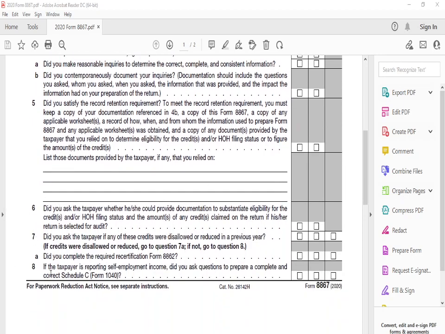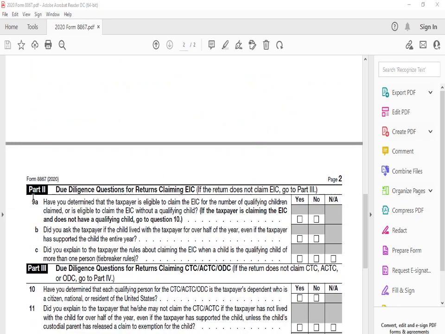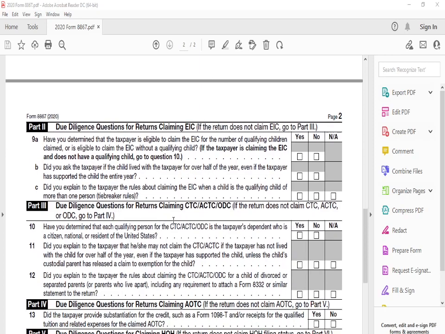Then you go to question 6. These are the same exact thing. Look at these questions and answer these questions. For example, question 7, did you ask the taxpayer if any of these credits were disallowed or reduced in the previous year? If credits were disallowed or reduced, go to question 7. If not, go to question 8. Again, all these questions should be answered. Part 2 is the due diligence questions for returns claiming earned income credit. If this does not claim earned income credit, go to Part 3. Then if it doesn't deal with that, you go to another form.